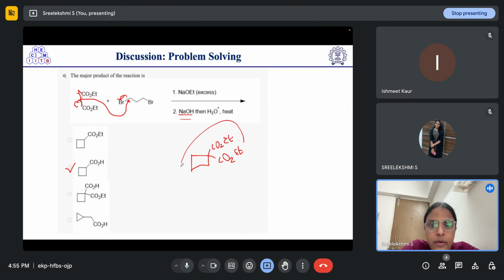So first this alkylation product will be forming, then NaOH basic hydrolysis will convert both into carboxylic acid. Then in presence of heating condition, this carbon dioxide will be leaving out and we will be getting this product, option B. Is it okay?